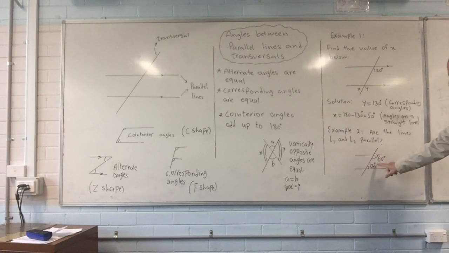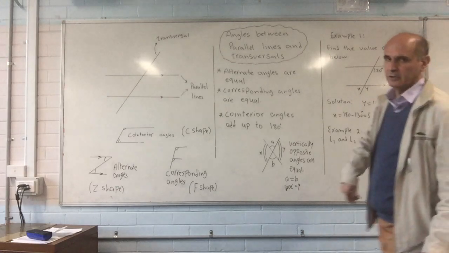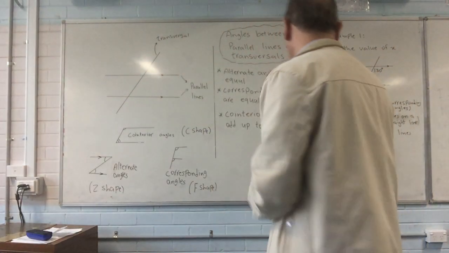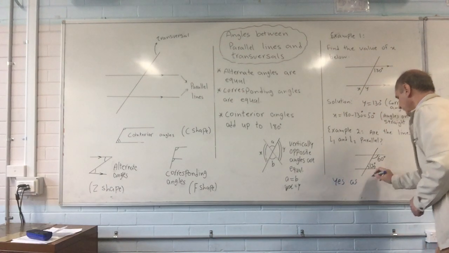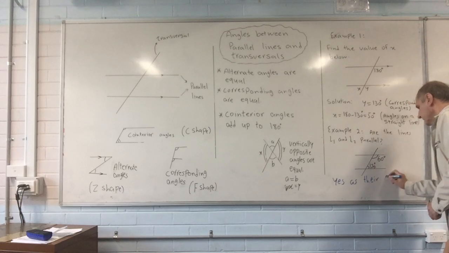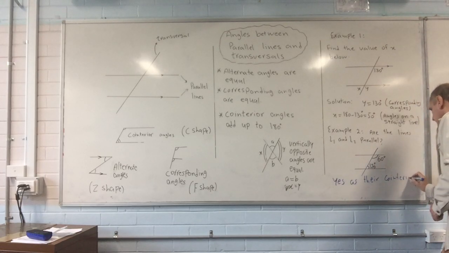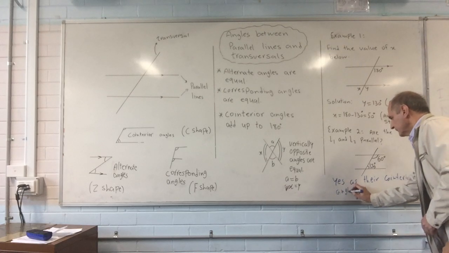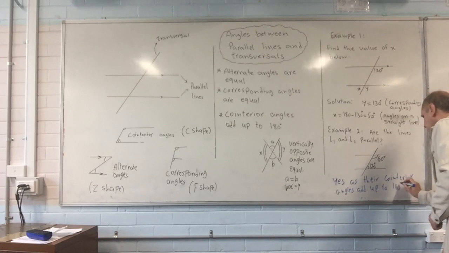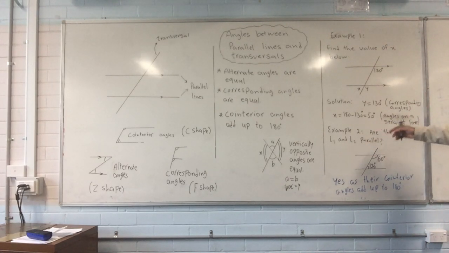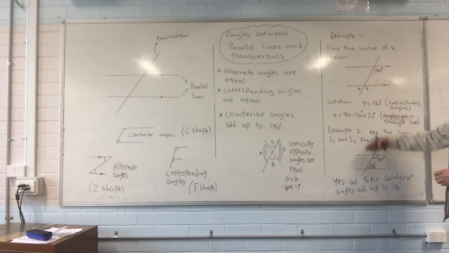their co-interior angles add up to 180. This is a C shape. They are forming co-interior angles, and they add up to 180, and so they are parallel. So I can just write this here. Yes, as their co-interior angles add up to 180. So here we are going backwards. We are saying because the co-interior angles add up to 180, then the lines are parallel.